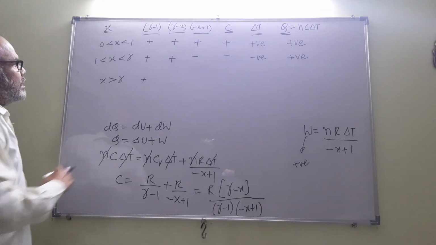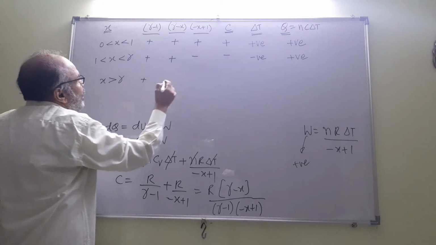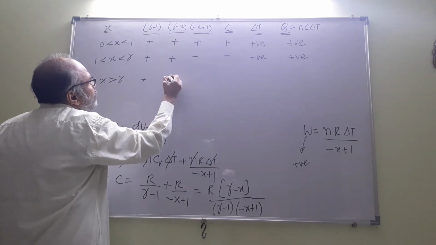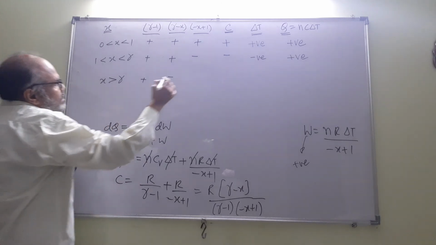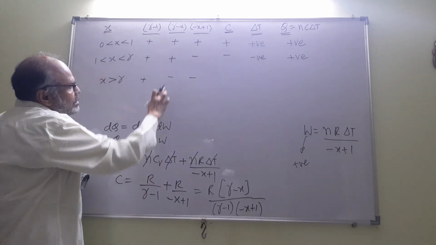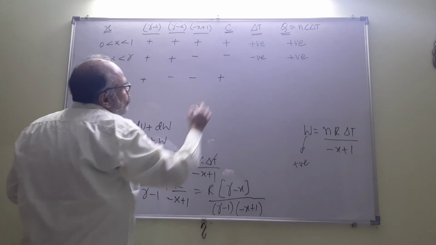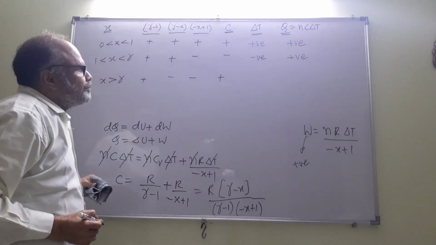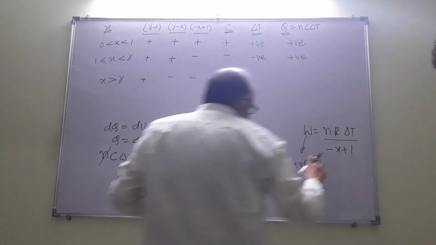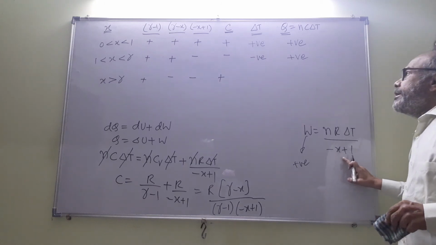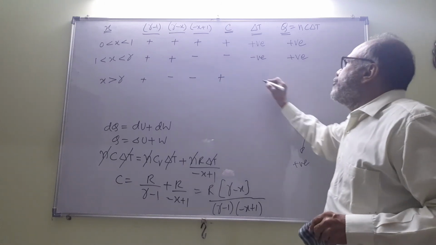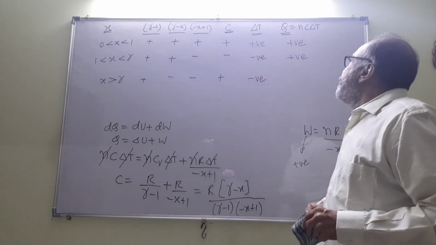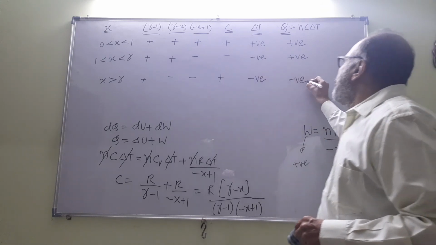Now, let us take the case where x is greater than gamma. When x is greater than gamma, gamma minus x will be negative and this will also be negative. Since there are two negatives, C is going to be positive. X is greater than gamma, so the denominator will be negative. So the numerator also has to be negative. So delta T will be negative, and Q will be negative.